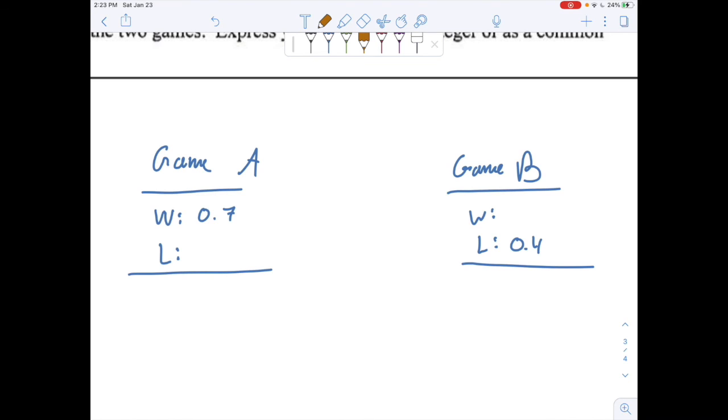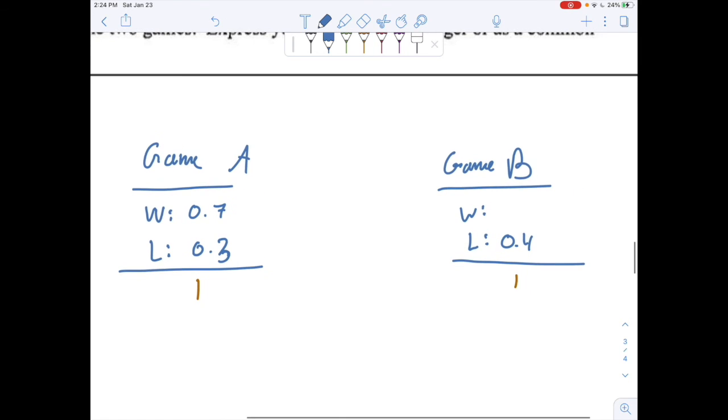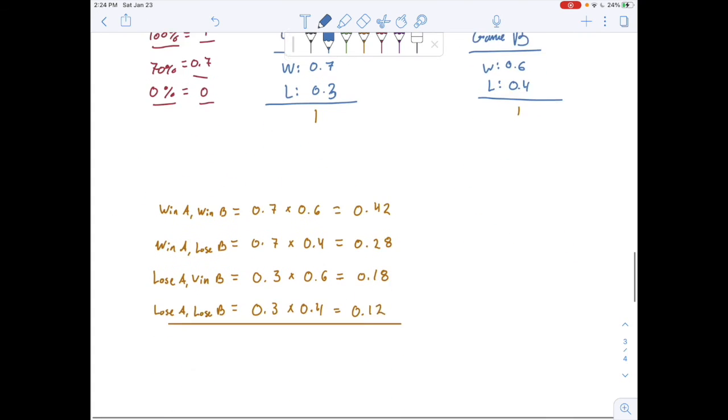So in statistics, it also says that in a system that's on its own, the probabilities of all the outcomes have to add up to 1 or 100%. So the total probabilities of each option for game A and B always have to add up to 1. Because there's only 2 options for both games, winning or losing, because there's no ties, we know that losing game A has to be equal to 0.3 in order to add up to 1, and winning game B has to equal 0.6 to add up to 1.